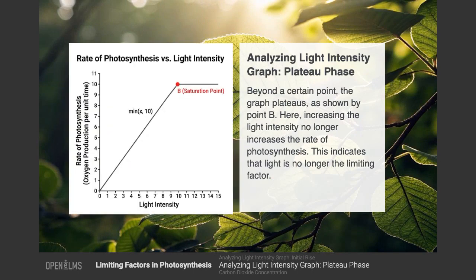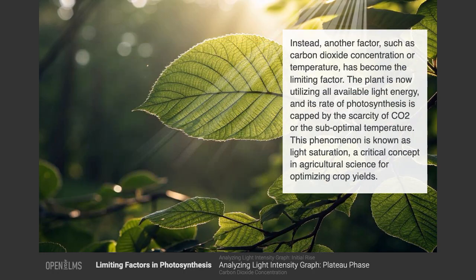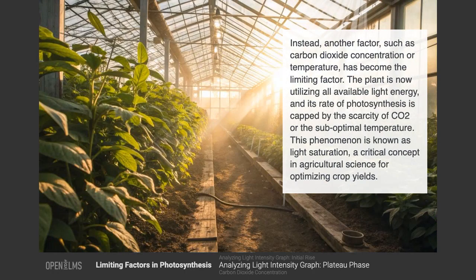Analyzing light intensity graph. Plateau phase. Beyond a certain point, the graph plateaus, as shown by point B. Here, increasing the light intensity no longer increases the rate of photosynthesis. This indicates that light is no longer the limiting factor. Instead, another factor, such as carbon dioxide concentration or temperature, has become the limiting factor.